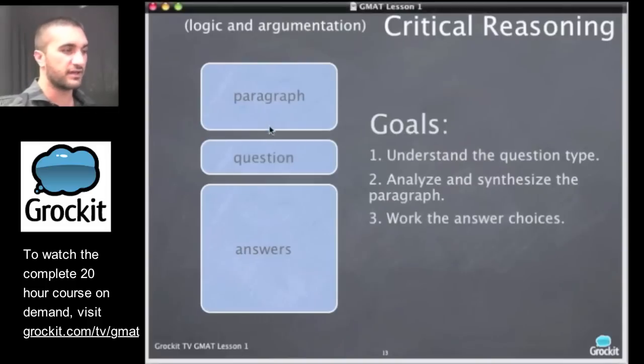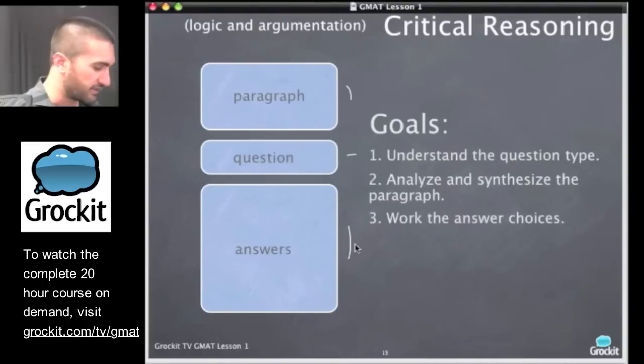So let's take a look here and jump right in. Critical reasoning questions are the kind that have a short paragraph, not like reading comprehension where the passage is quite long. They have a short paragraph, there is a question, and then there are answers. And they generally present them to you to read in this order.